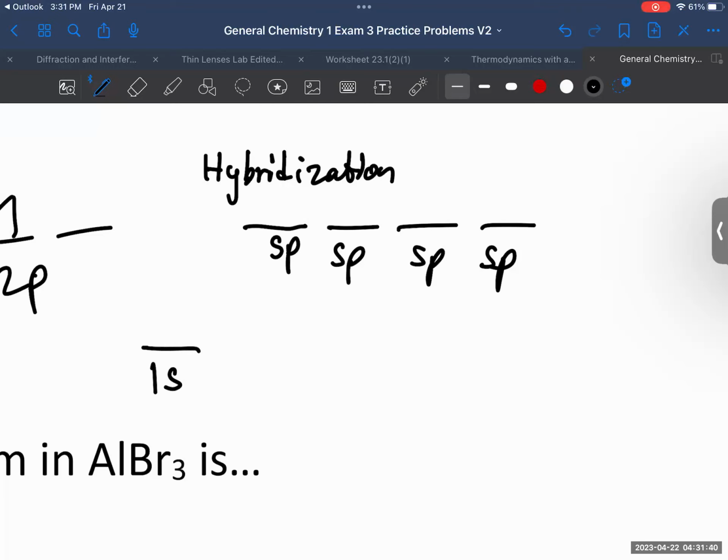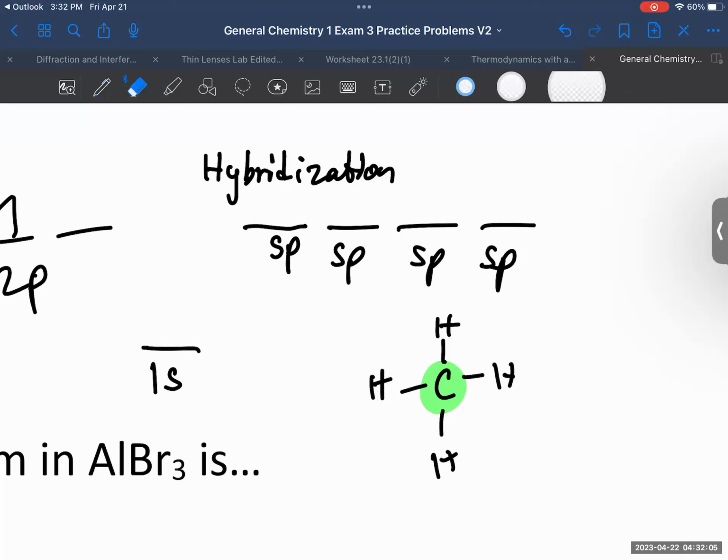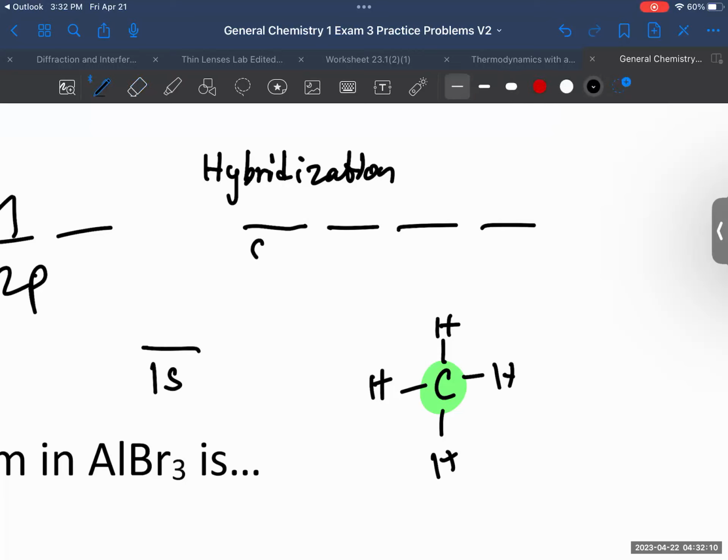Now we combine the number of valence electrons. How many hybrid orbitals we use depends on what we're looking at. Say, for example, we're looking at methane, CH4. What's the hybridization of this highlighted carbon? sp3. There are 3 sp orbitals, and then there's a p orbital up here.